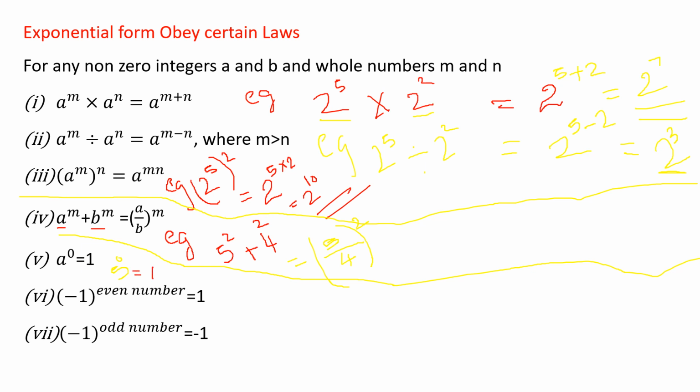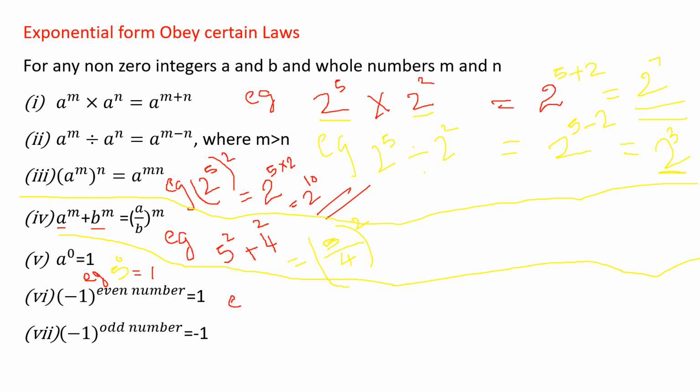So if you see any number like 6 power 0 or 9 power 0 or minus 12 power 0, the answer will be 1. Okay, a power 0 is equal to 1. So for example, if you write any number, here I am writing 5 power 0, the value is 1. The answer is 1.